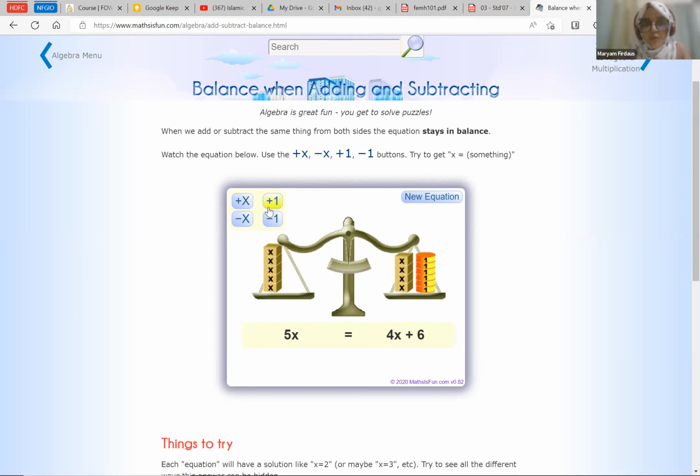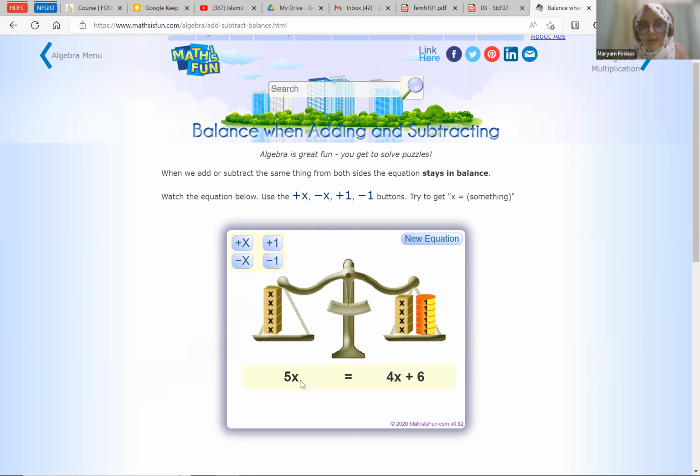Tell me which option should I choose. It's okay, it doesn't have to be right. Just guess. Positive 1. If I do positive 1, then my equation is not going anywhere. It's not becoming any simpler. See, look at this one. This became simpler, right? It became simpler.